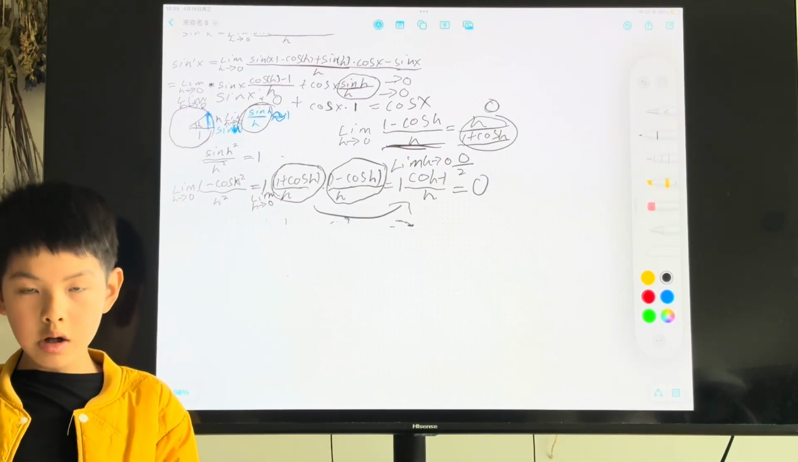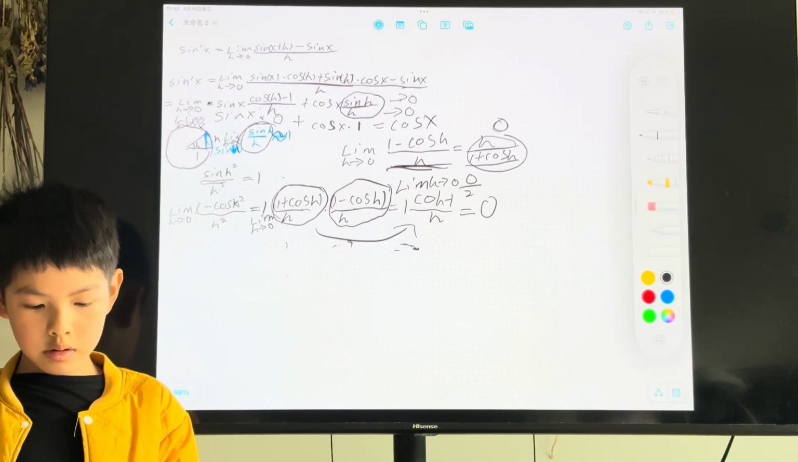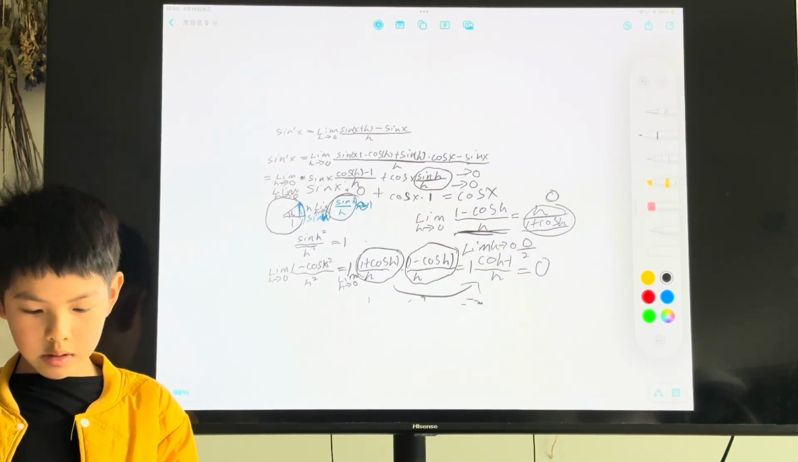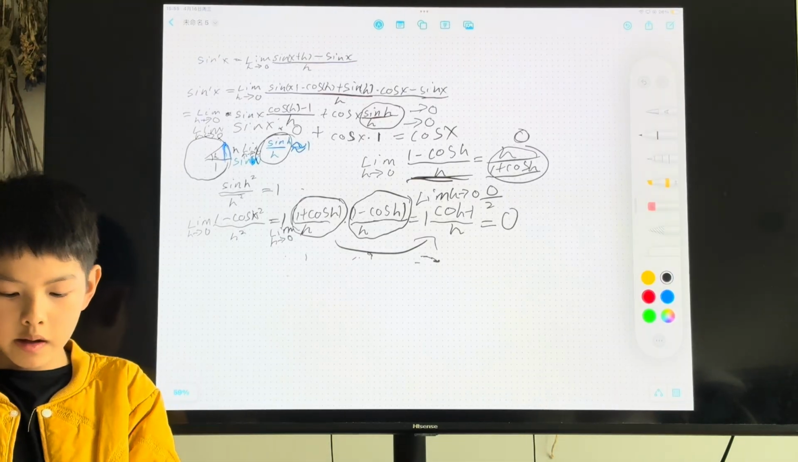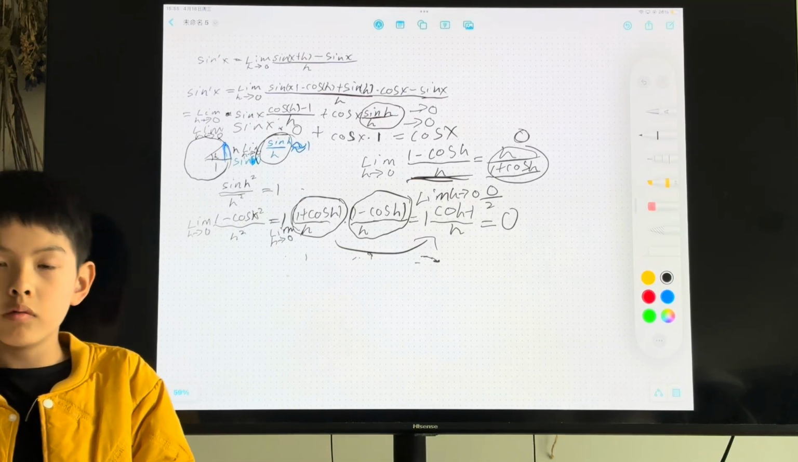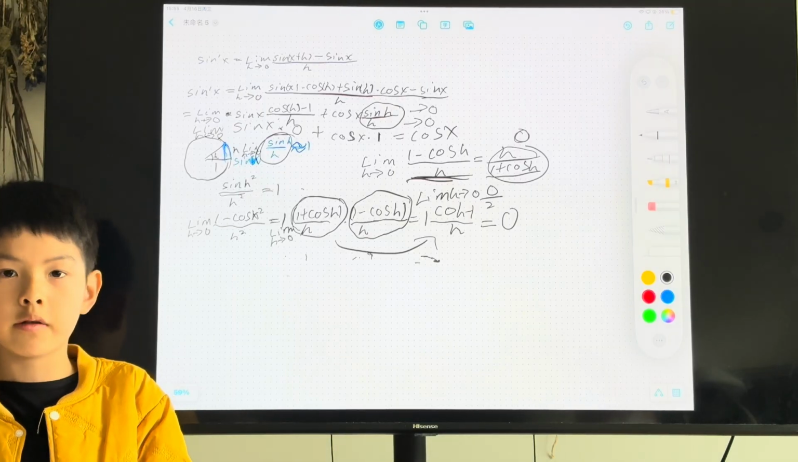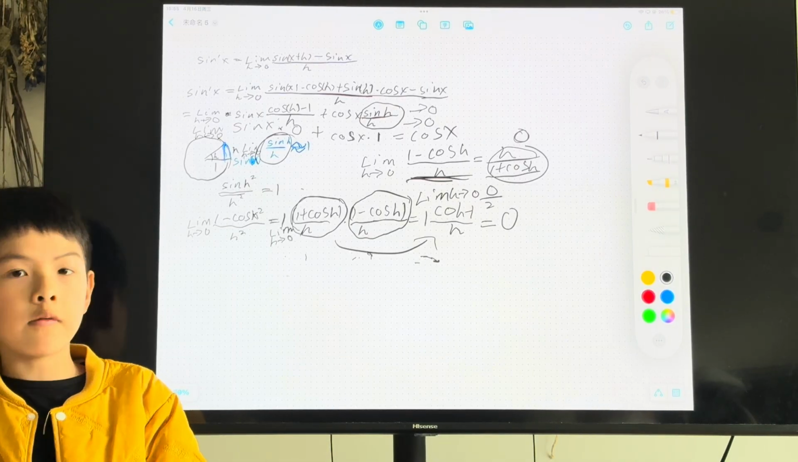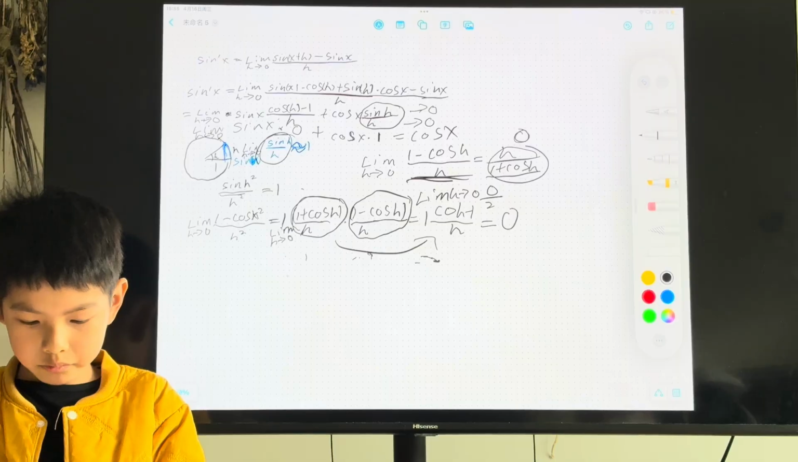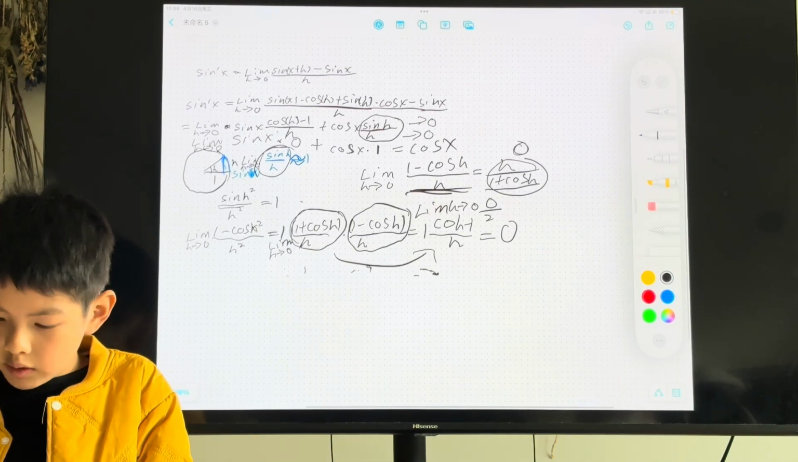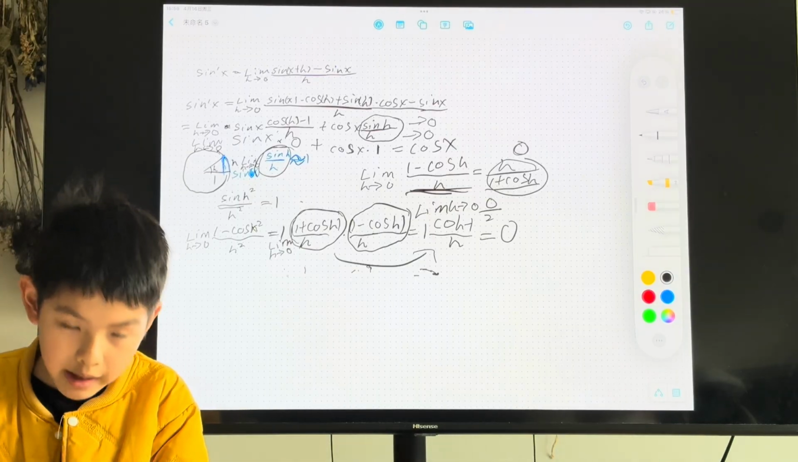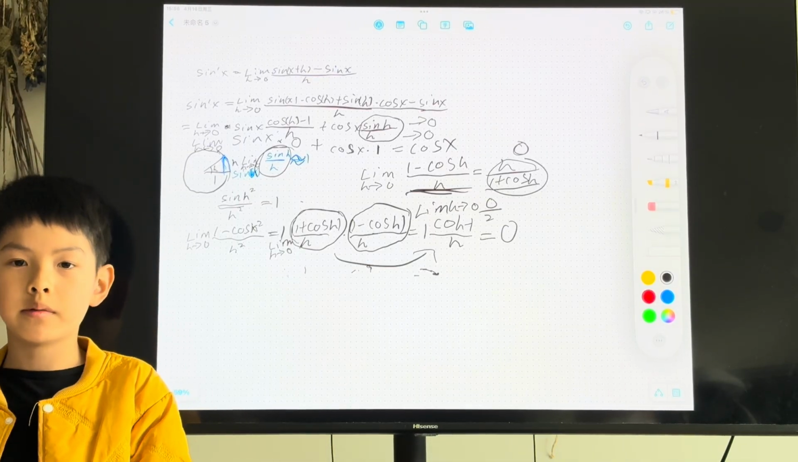So the derivative of sine x is cosine of x. We can use the same method as we used for sine of x to calculate the derivative of cosine of x. We will just get a minus sign instead of a plus sign.